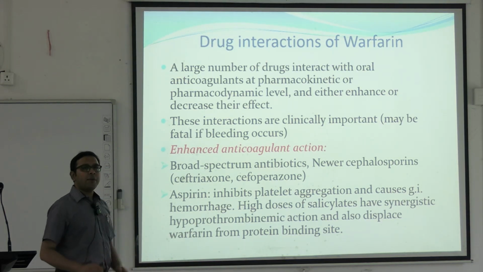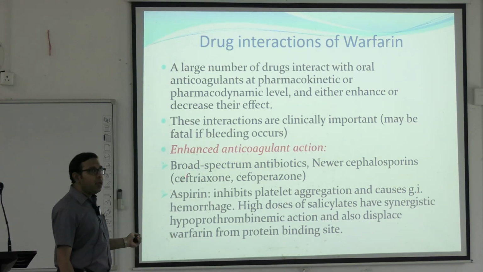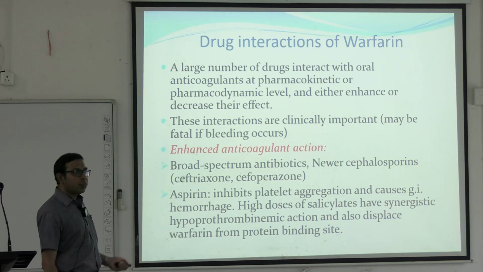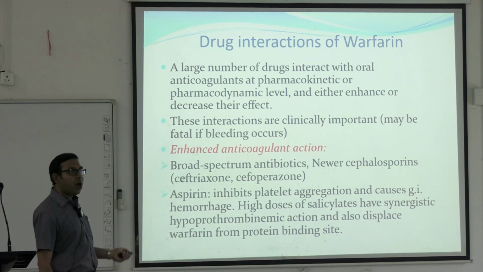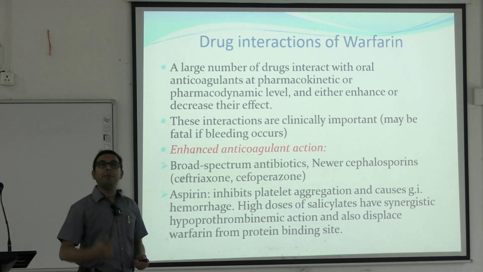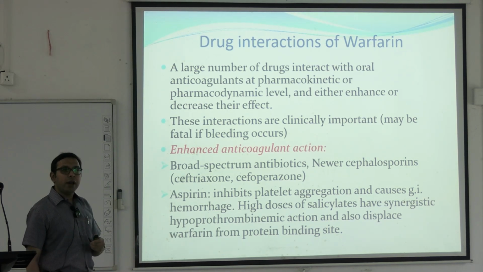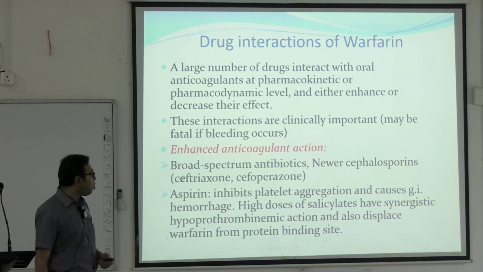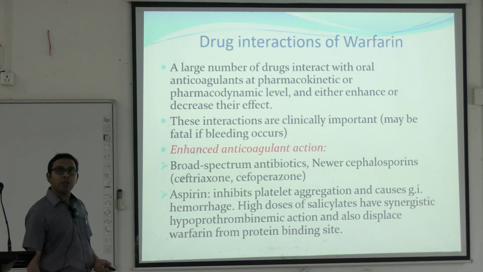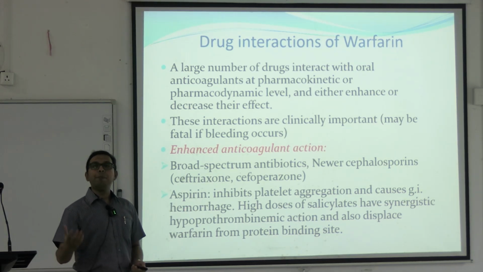Drug interactions: several drug interactions can happen, a large number of them. For example, if we use broad spectrum antimicrobial agents, newer cephalosporins like ceftriaxone, cefoperazone, etc., they can enhance the anticoagulant actions, so there are more chances of bleeding. If we use aspirin along with it, aspirin is an antiplatelet drug in low doses, so it inhibits platelet aggregation and can cause GI hemorrhage, particularly if the patient already has peptic ulcer disease, some bleeding peptic ulcer disease.